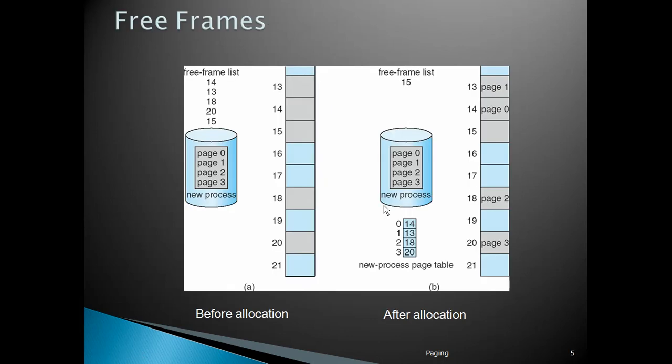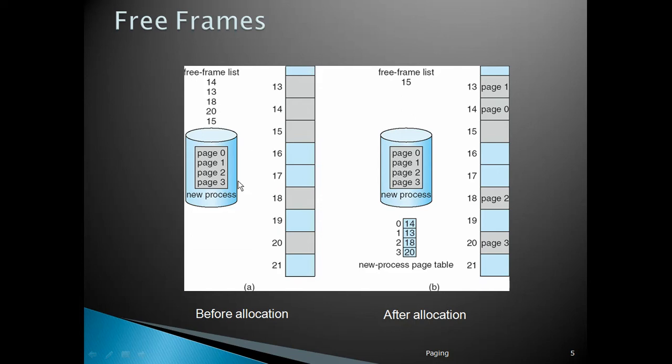Now consider the example: whenever a new process comes into the system, it requires 4 pages for execution. Now it will search the free frame list. The free frame list consists of the sequence of frames which are currently free. Now from this free frame list, each page will be allocated. For example, page 0 will be allocated to frame number 14, that is the first free frame from the list. Likewise, the second page, page number 1, will be allocated to frame number 13, the next free frame in the list. Likewise, page 2 is allocated to frame 18 and page 3 is allocated to frame 20.